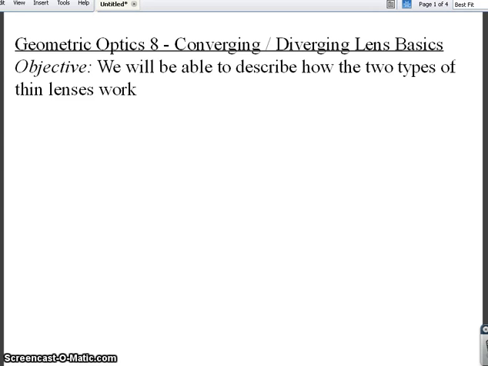Good morning, class, and welcome to this lesson on Geometric Optics 8, Converging and Diverging Lens Basics. Today we will be able to describe how the two types of thin lenses work.